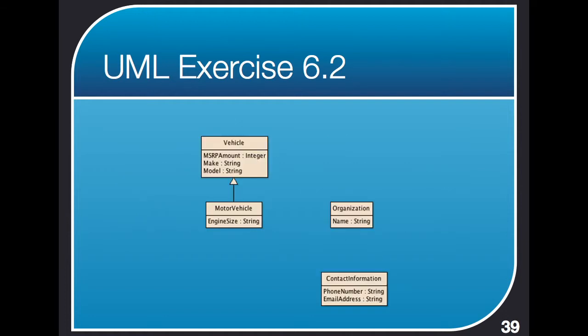And you should end up with something like this. We've added a vehicle class with the MSRP amount as just an integer, and make and model both as strings. And then we've added a generalization to show that vehicle is a more general form of motor vehicle. Or to put it the other way, motor vehicle is a more specific form of a vehicle. And a motor vehicle would then inherit things like an MSRP amount, a make, and a model, as well as adding an engine size that the generic vehicle might not have.